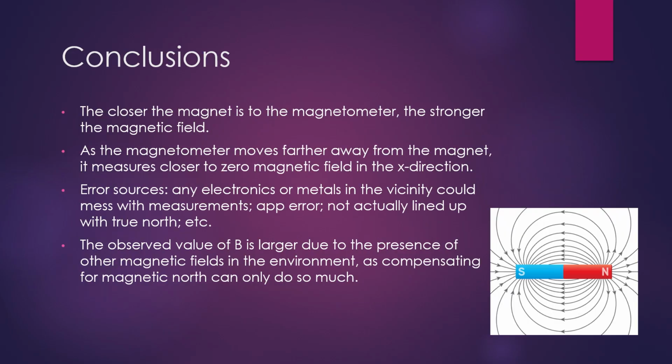And then lastly, just some conclusions. We found that the closer the magnet is to the magnetometer, the stronger the field is. And a couple error sources are not correctly compensating for true north or other electronics being present.